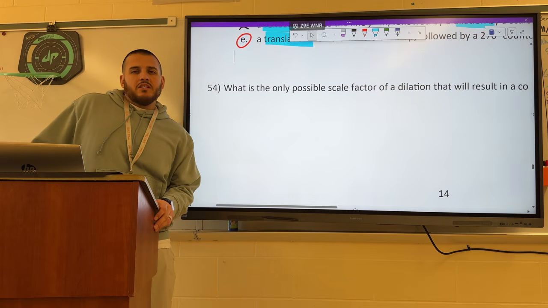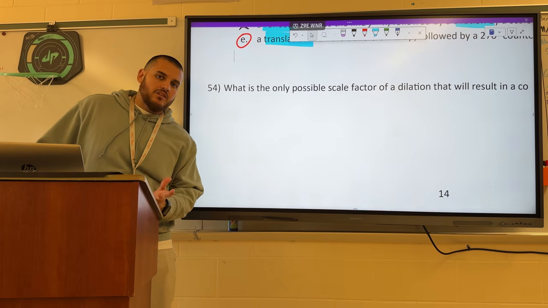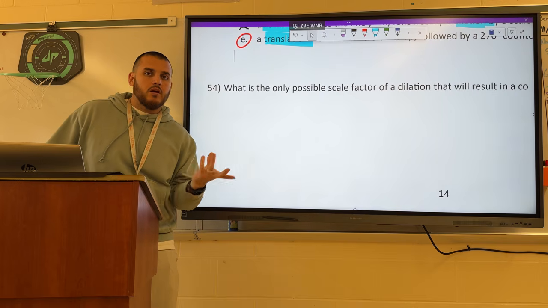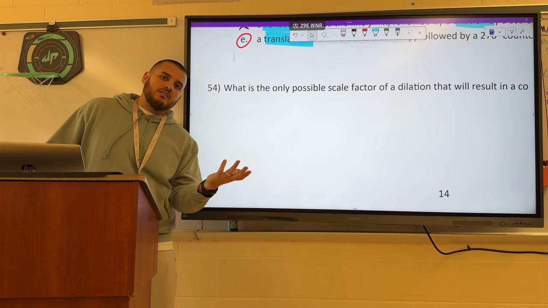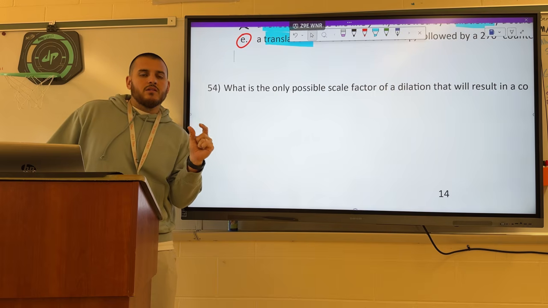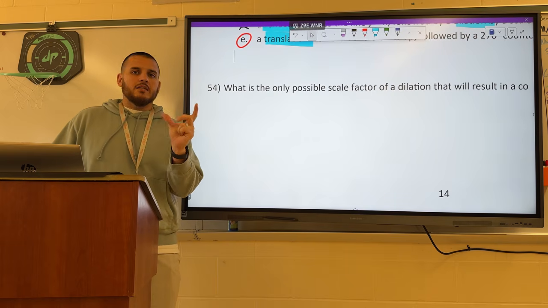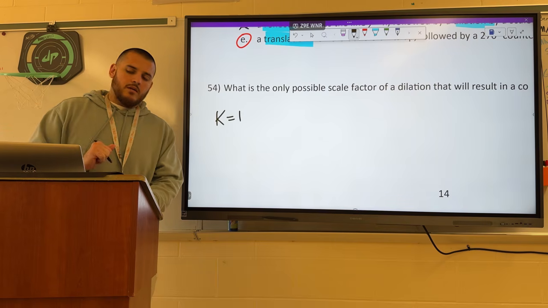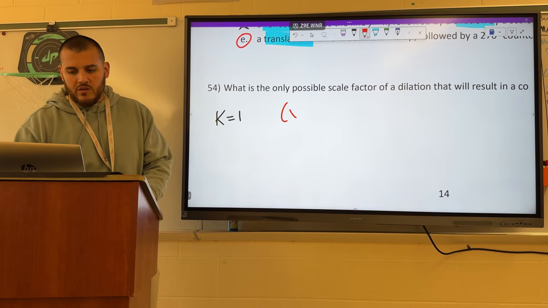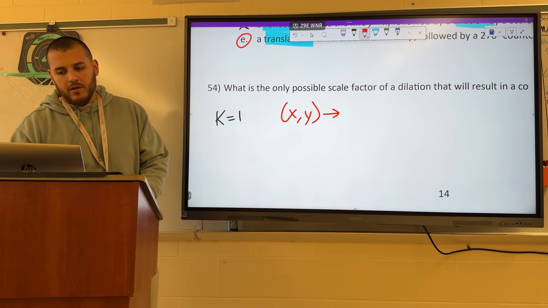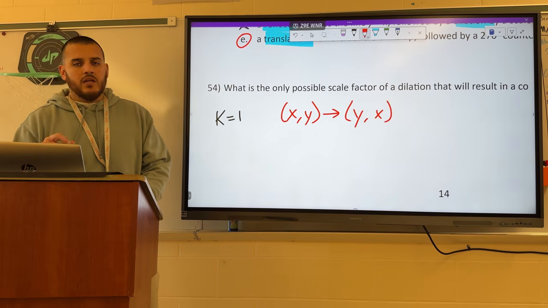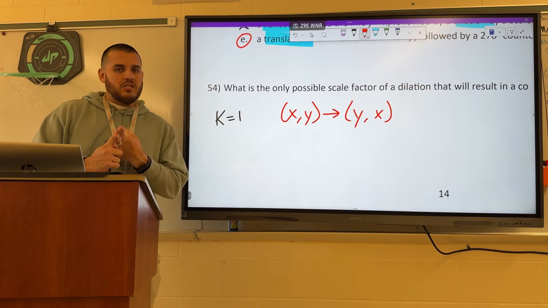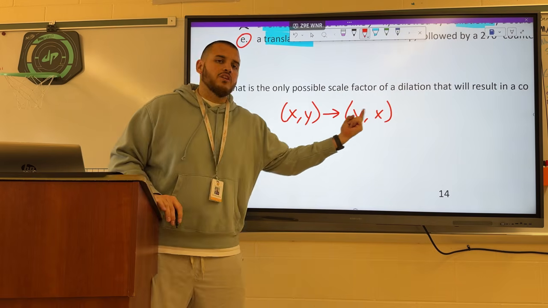Example 54 is really just assessing our knowledge on how dilations occur. The scale factor determines if a shape enlarges or reduces, gets bigger or smaller. However, you have a unique scenario where a scale factor can be a certain number and it creates a congruent shape that doesn't get bigger or smaller. And that's simply when the scale factor is 1. Which is why in function notations that we see that don't have numbers in front of the x and the y, those are always rigid transformations, either reflections, rotations, or translations, because there's technically a coefficient of 1.